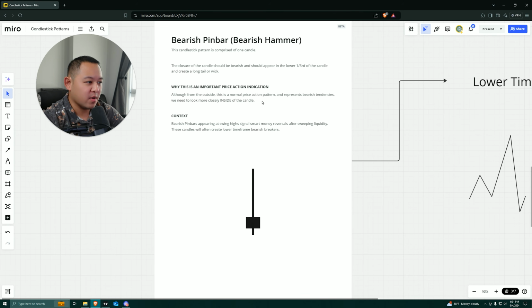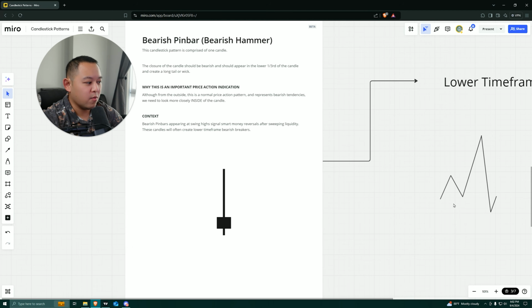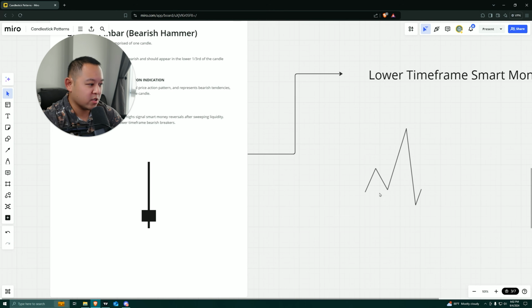Although from the outside, right, it represents bearish tendencies, but we need to look closely at the inside of the candle. So bearish pin bars appearing at swing highs signal smart money reversals after sweeping liquidity. These candles will often create lower time frame bearish breakers. And what I mean by that, right, we're going to have some level of market structure shift because this is what creates the pin bar.